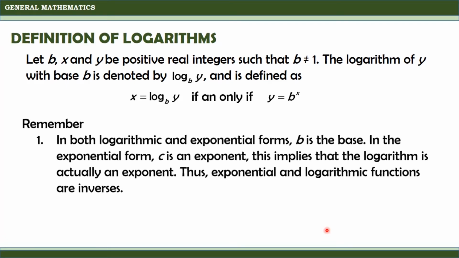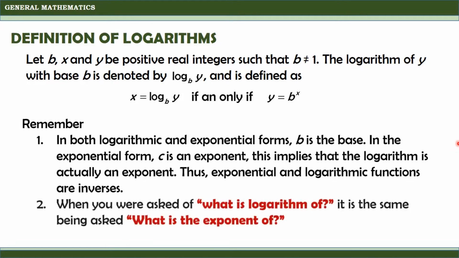First, in both logarithmic and exponential forms, b is the base. In the exponential form, x is an exponent. This implies that the logarithm is actually an exponent. Thus, exponential and logarithmic functions are inverses. Second, when you are asked what the logarithm of something is, it is the same as being asked what the exponent of it is.